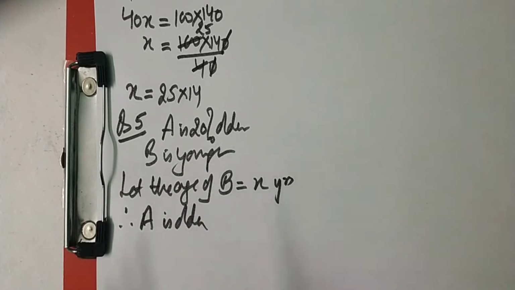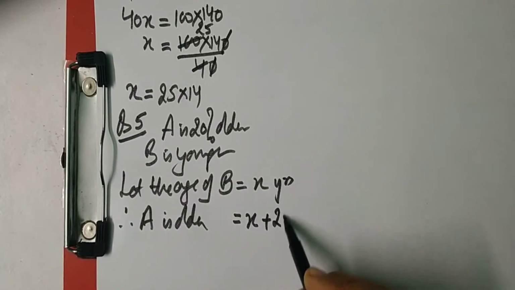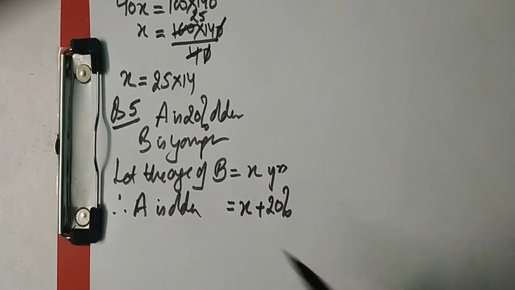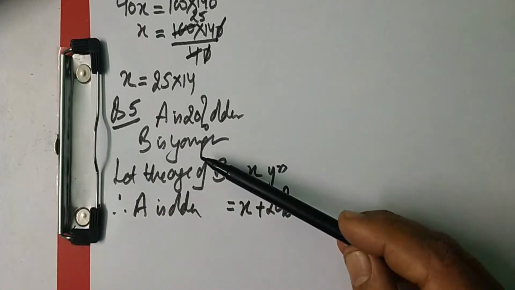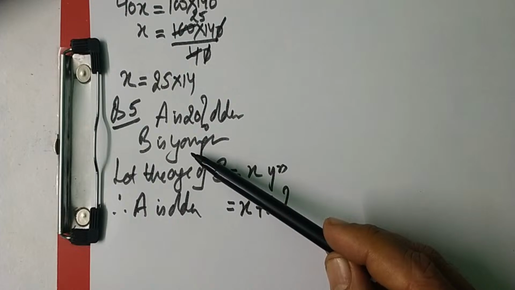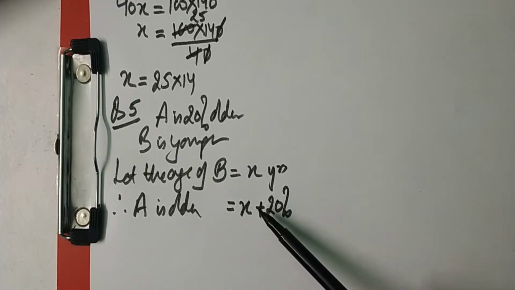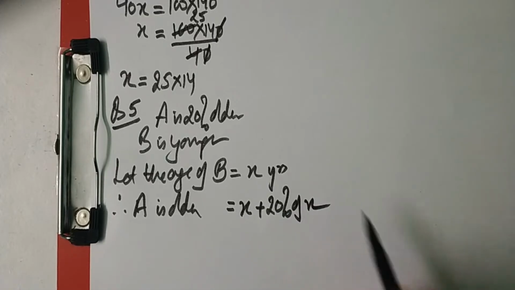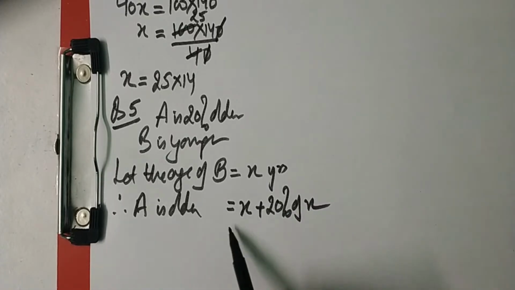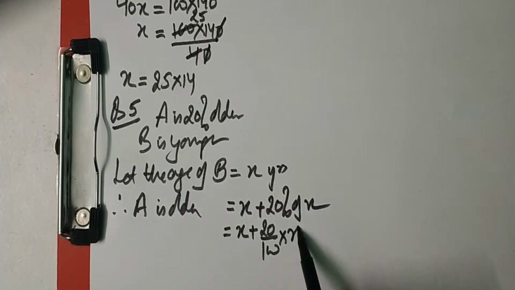A is 20% more, 20% of this. So A will become x plus 20% more. Age of B is x years. A is 20% more than B. So whatever is the age of B, A is 20% more. Therefore, age of A will become x, which is the age of B, plus 20% more. 20% more means 20% of x. So it will become x plus 20% of x.